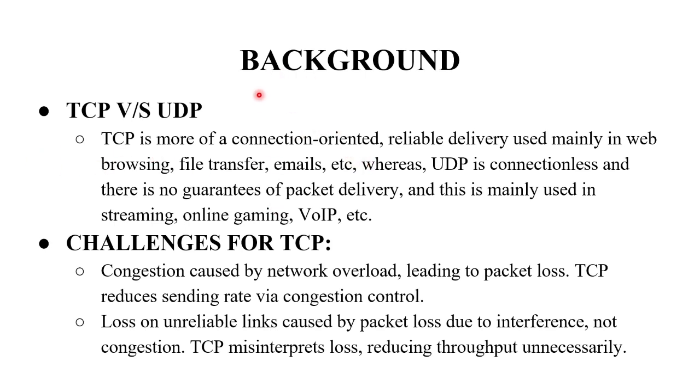So this is basically a simple background between TCP and UDP. TCP is more of a connection-oriented, reliable network mainly used in web browsing, file transfer, and email. And UDP is connectionless, and there is no guarantee of packet delivery. This is mainly used in streaming, online gaming, etc. So challenges for TCP: congestion caused by network overload leading to packet loss, and also loss on an unreliable network caused by packet loss due to interference and not congestion.